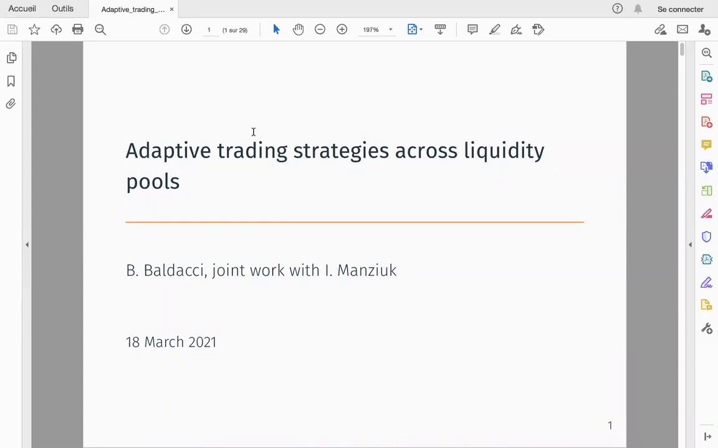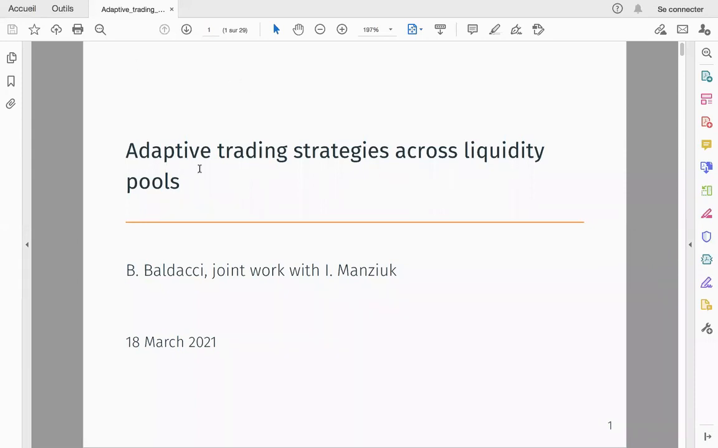Before starting his PhD at École Polytechnique, Bastien was a quant at JP Morgan, where he worked on similar topics. His field of research is market microstructure and mathematical models of optimal trade execution. Today he's going to present his recent work with Iuliia on adaptive trading strategies across multiple venues, across multiple liquidity pools. So over to you, Bastien.